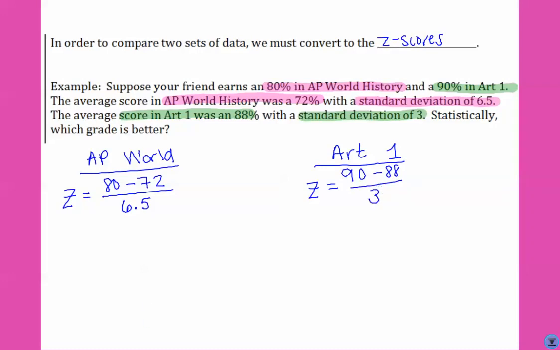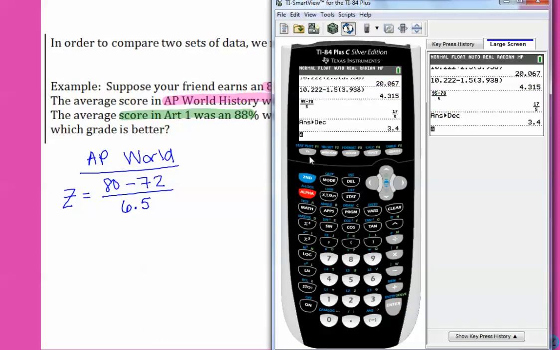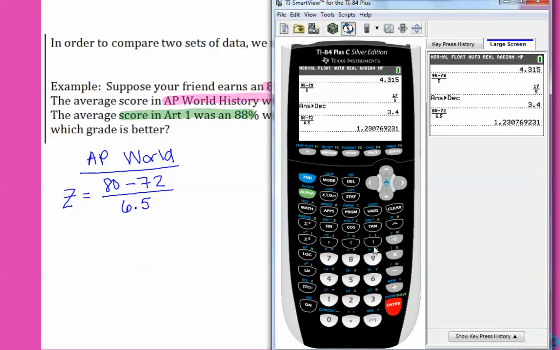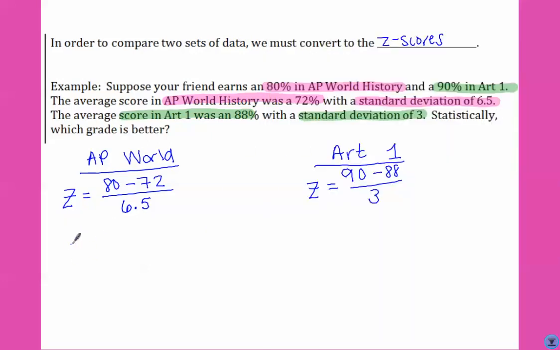So let's calculate these. Alpha, y equals, enter, 80 minus 72 over 6.5. Because it was such a weird decimal, not a nice one, it changed it to decimals for us anyway. So we're going to round to 3 decimal places, 1.231.